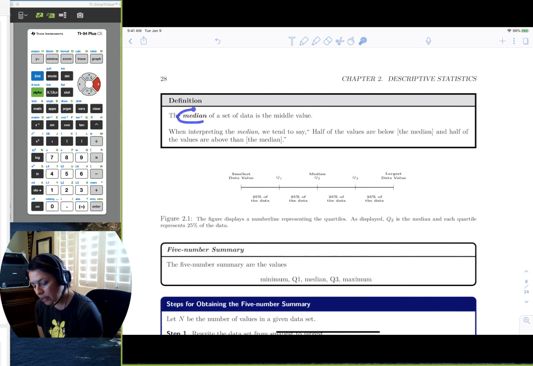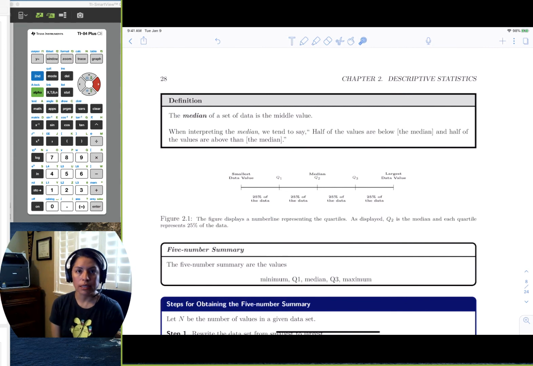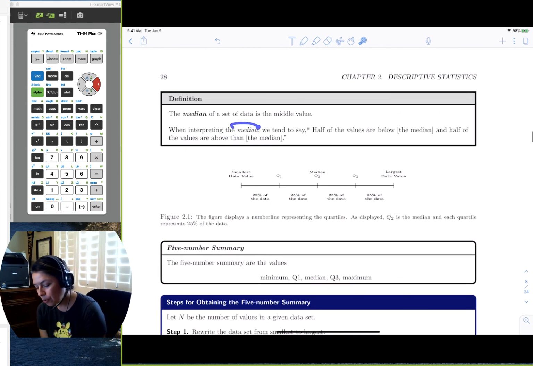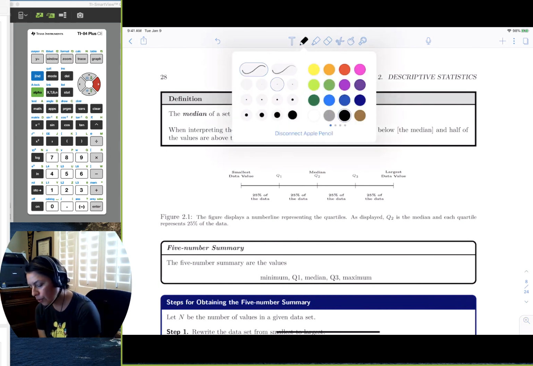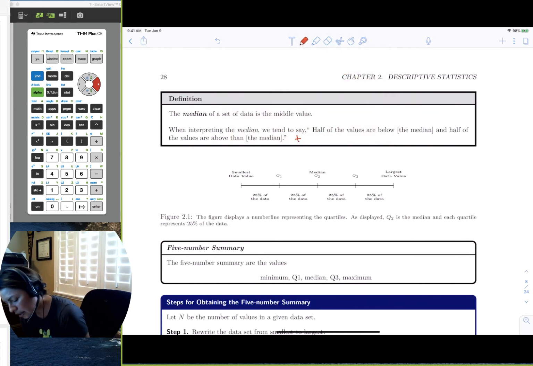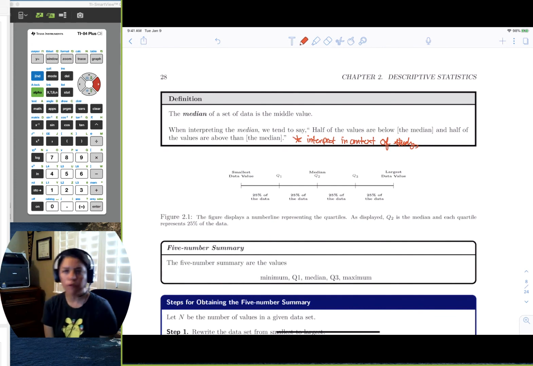The median is always going to be valuable to us. It's also known as a central value, a measure of central tendency. And when we interpret, we say half of the values are below it, half of the values are above it. And we would always interpret in context of the study. Because we just don't want to say, oh, it's the halfway marker, right? Oh, it's halfway. That's what it is.